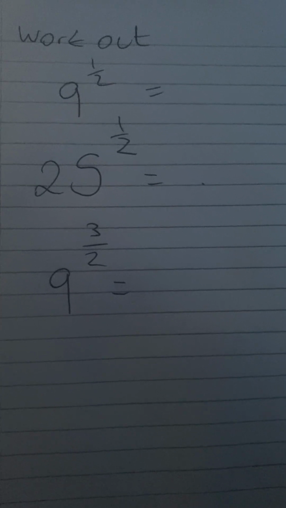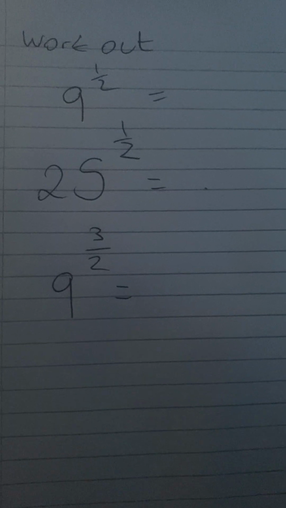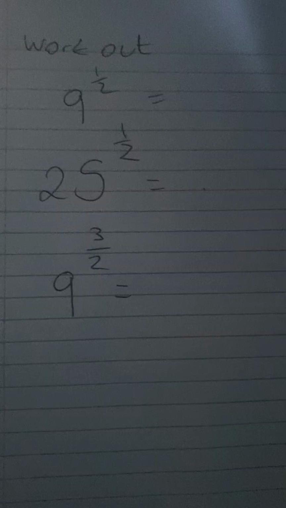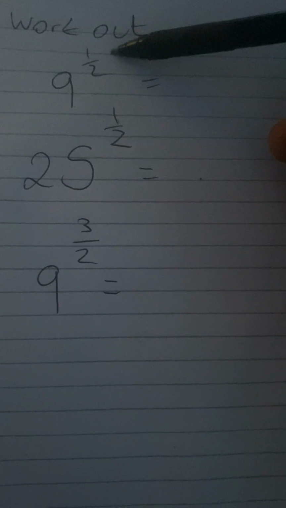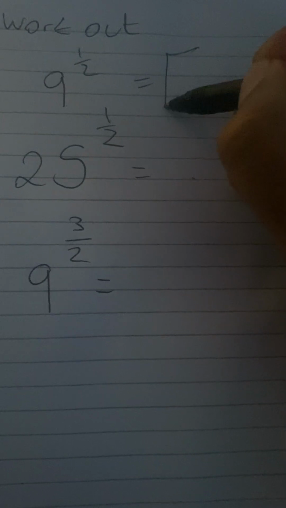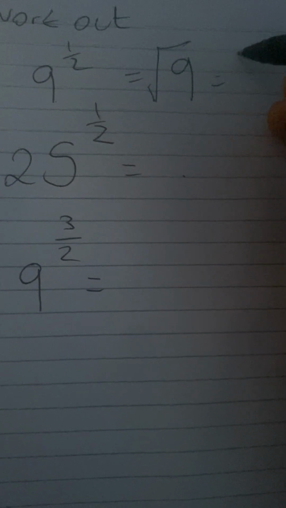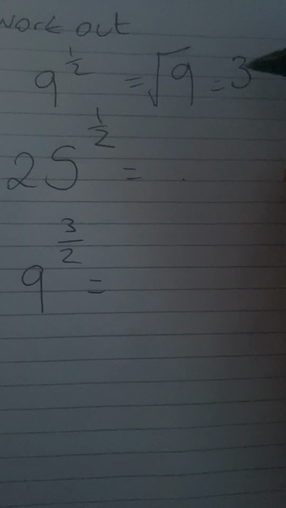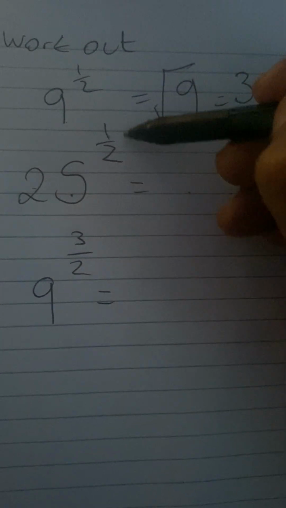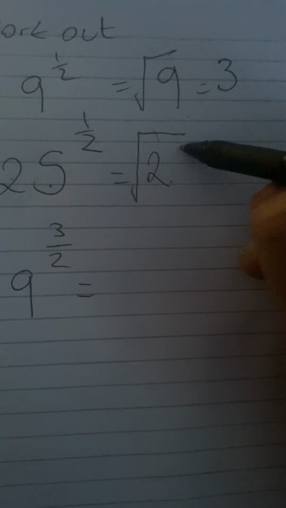Okay, folks, in our last few videos as we prepare for paper one, we're looking at fractional indices, for higher tier only. So in this question, we're asked to work out 9 to the power of a half. Well, power of a half in maths just means the square root. So it's the square root of 9, the positive root of 9, which is just 3, because 3 times 3 makes 9.